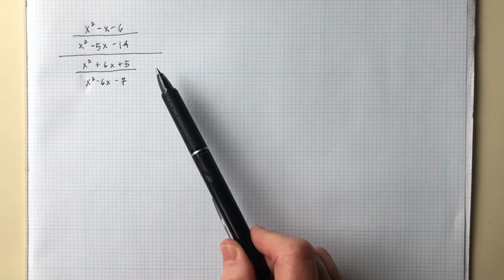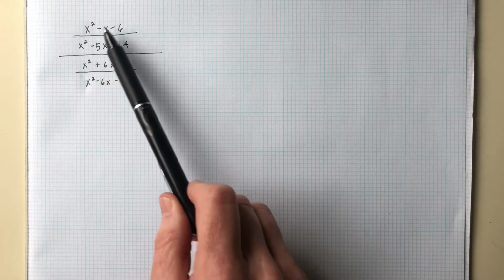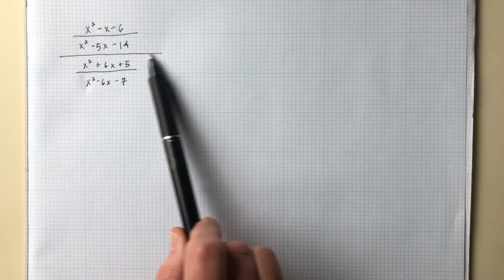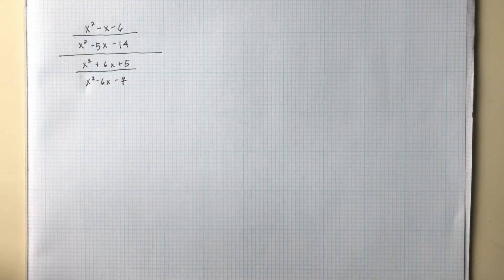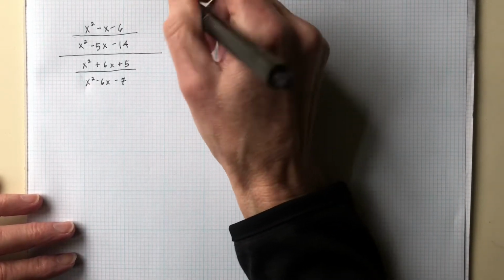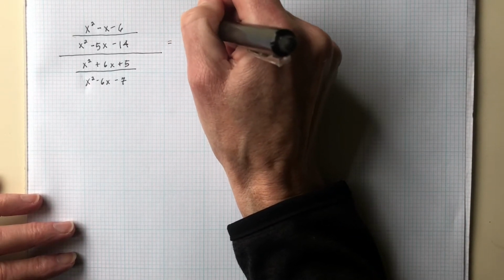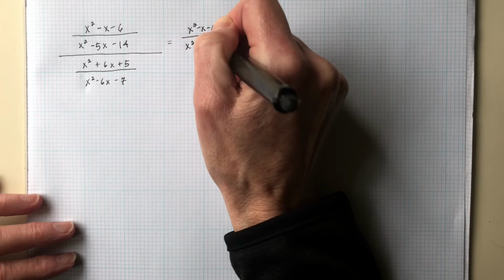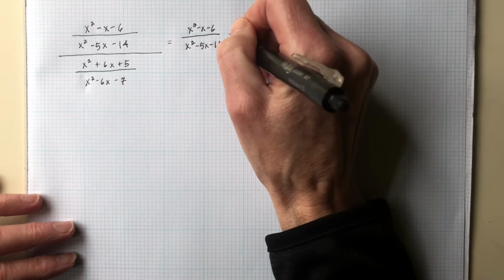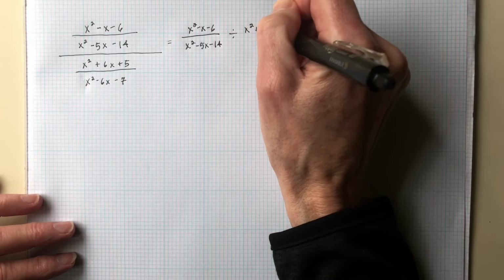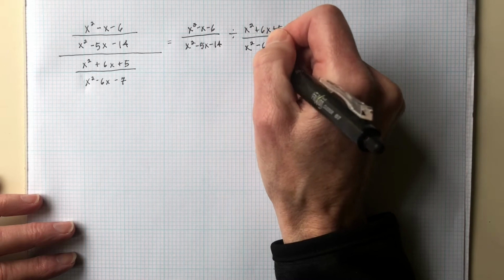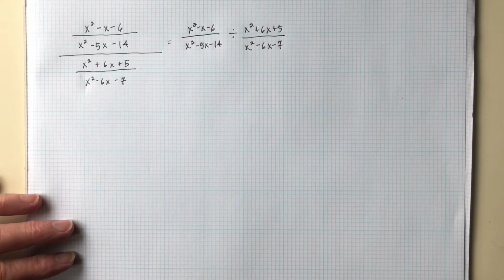The way we're going to take this apart and handle it is we're going to focus on the fact that when we have an expression over another expression, this fraction bar is just the same as division. So we can rewrite this as x squared minus x minus 6 over x squared minus 5x minus 14 divided by x squared plus 6x plus 5 over x squared minus 6x minus 7. All right, looking a little more manageable already.